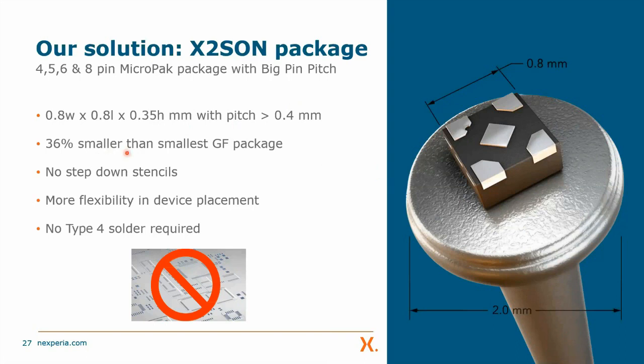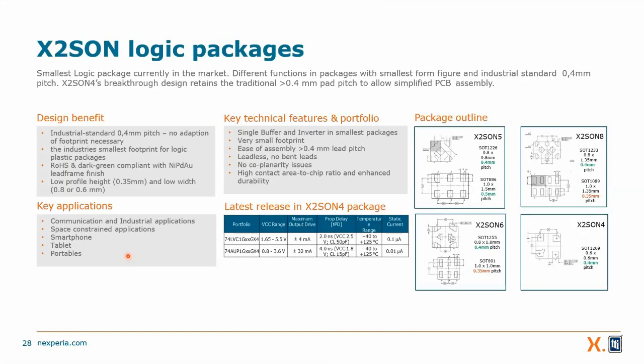It's 36% smaller than the smallest GF or GM package, which is the smallest package before this one came around. I do not require step-down stencils. I have more flexibility in my device placement because I don't have to worry about where my step-down mask is. And finally, I don't need special solder for it. This is just a quick detail of it. I'll leave this here for your reading later on. It gives you a function of it.